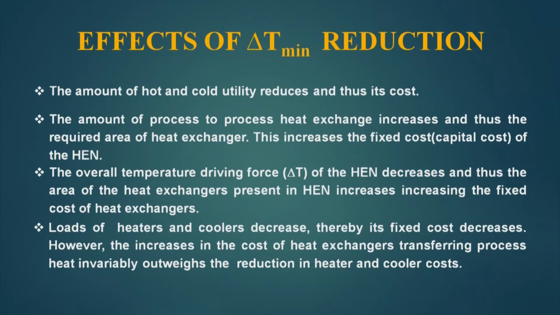Loads of heaters and coolers decrease. When I decrease delta T minimum, my amount of hot utility and cold utility decreases, and hence the loads on heaters and coolers decrease. Thereby, its fixed cost also decreases. However, the increase in the cost of heat exchangers transferring process to process invariably outweighs the reduction in the heater and cooler cost.